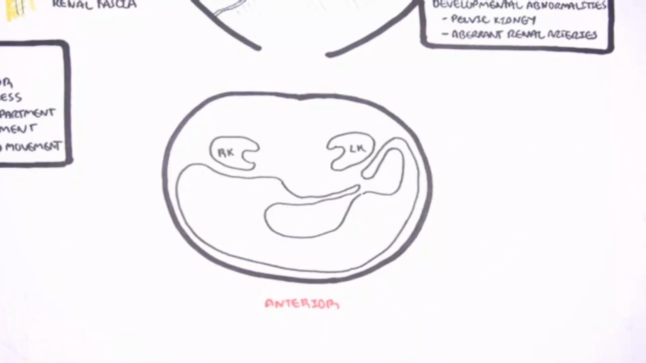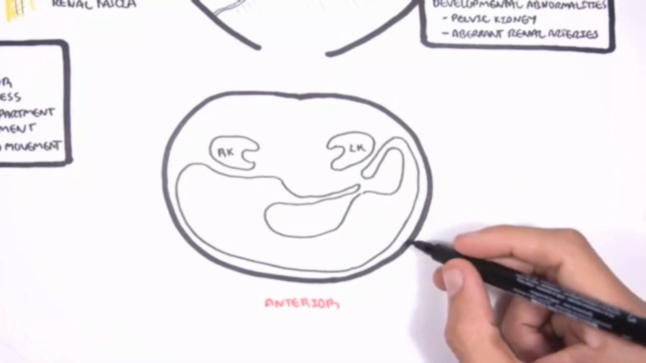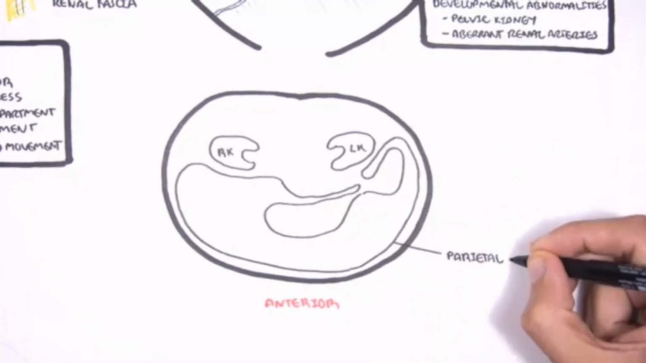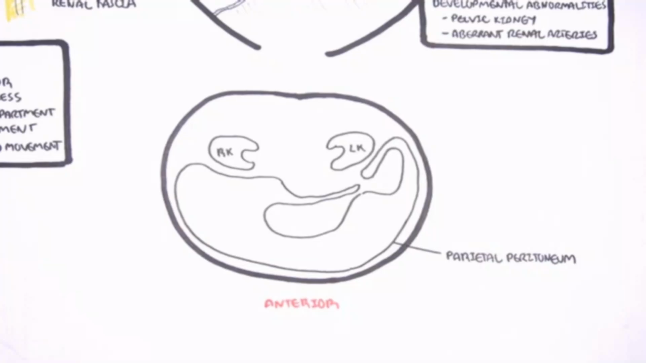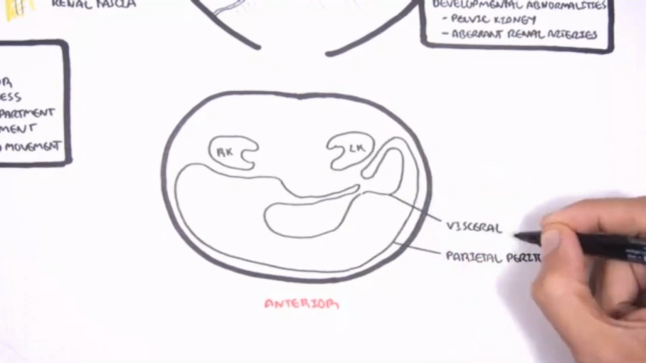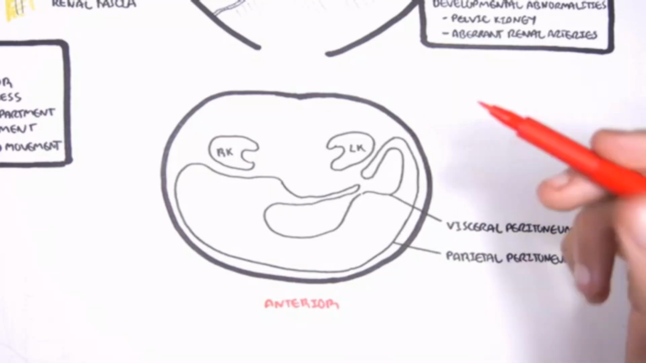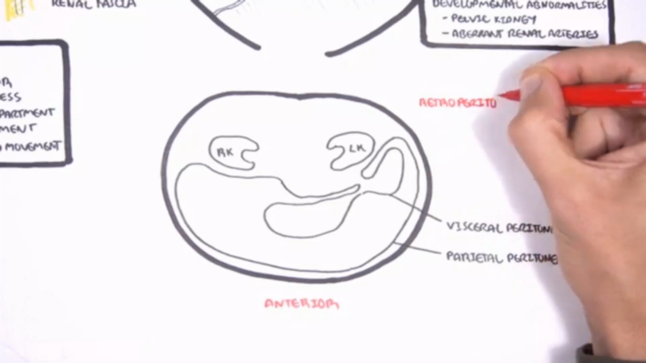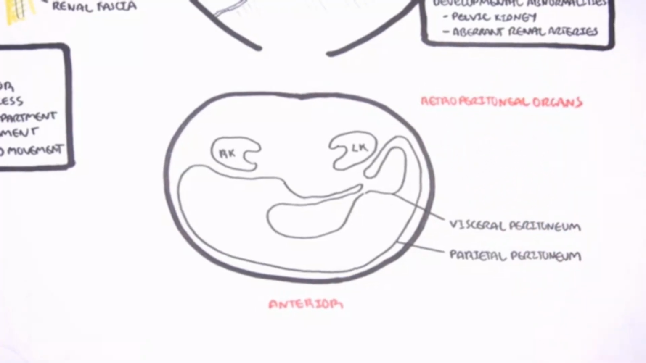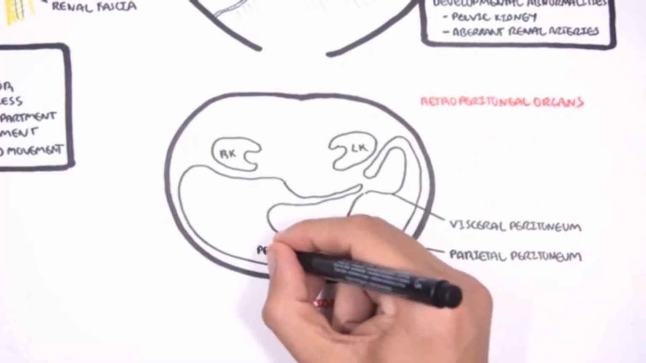The sheet which attaches to the abdominal wall is called the parietal peritoneum, and the continuation of this sheet, the sheet which attaches to the organs, is the visceral peritoneum. And thus the space it creates is the peritoneal cavity or the abdominal cavity. Any organ or structure sitting behind the peritoneum is therefore retroperitoneal.